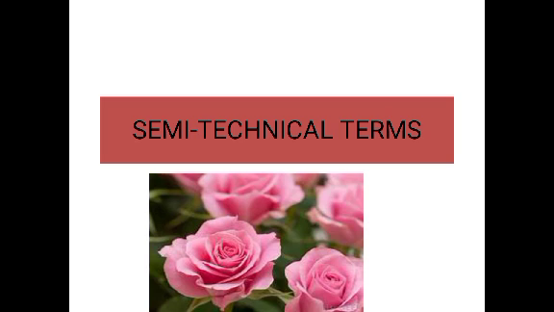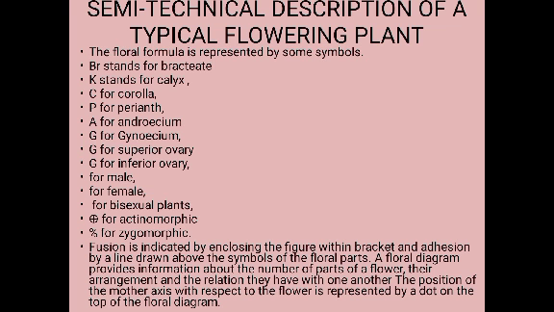First we have to describe the habit. Then we have to give the vegetative characters like the root, stem and the leaves. And then we have to give the floral characters like the inflorescence and the flower parts. After describing all these parts, we have to give the floral diagram and the floral formula.